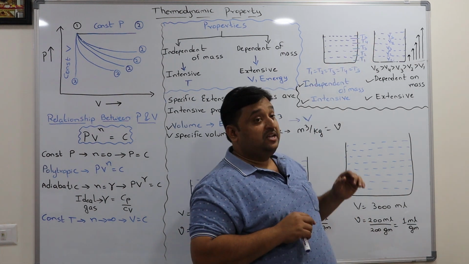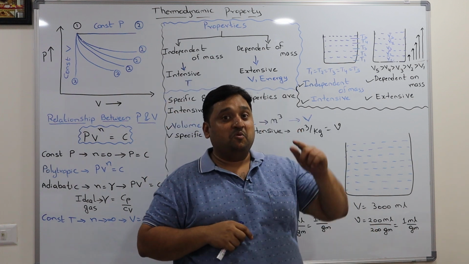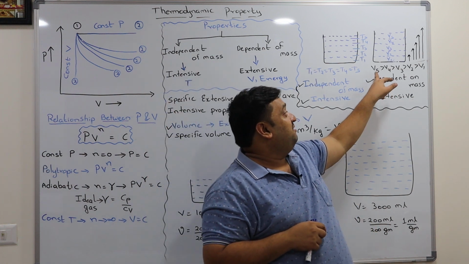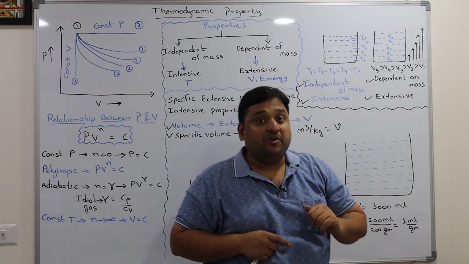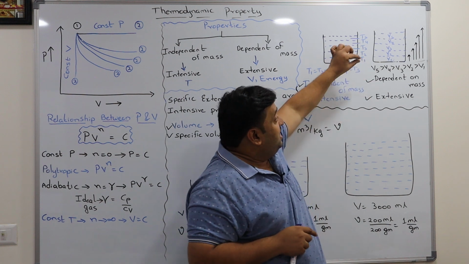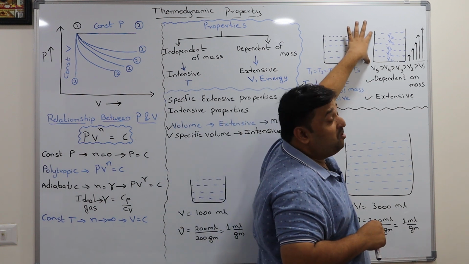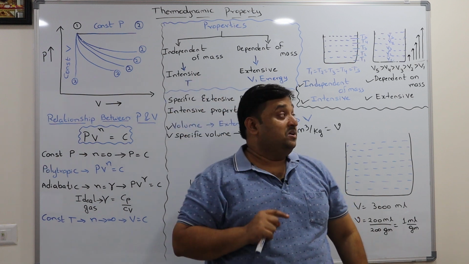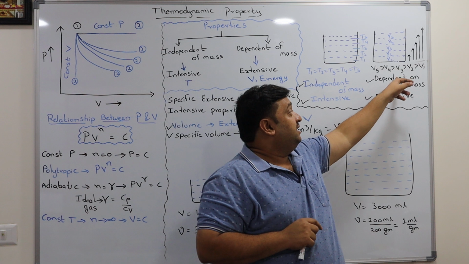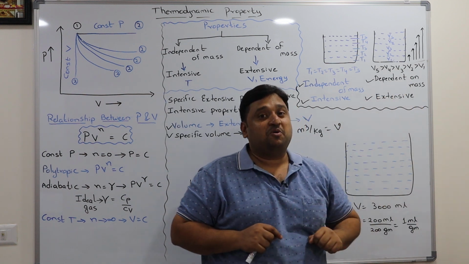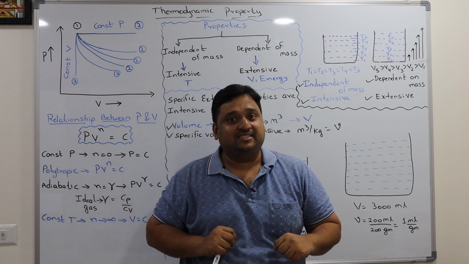That means the more the mass or the more the volume, the more the property. That is why V5 has the highest value, V1 has the lowest value. That means if I consider less mass, the value is less. If I consider more mass, the value is more. That means the volume is called an extensive property. It depends upon the amount of material in the system.